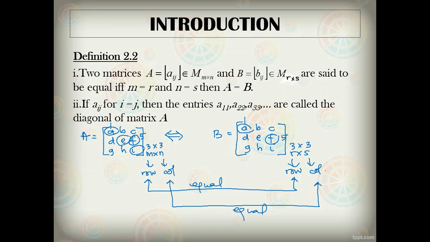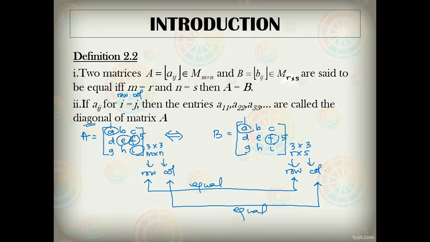Okay, and if a_ij for i equal to j, where the row and column of the elements are equal, then the entries are called diagonal.